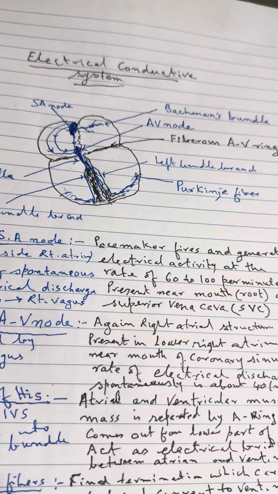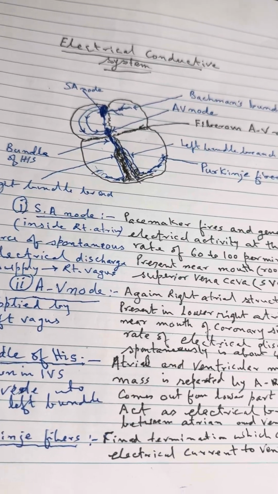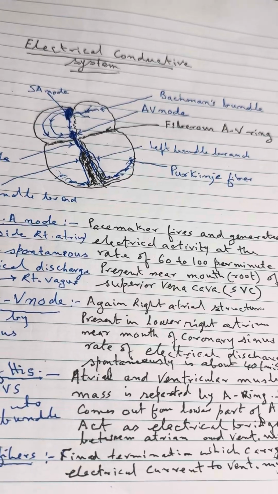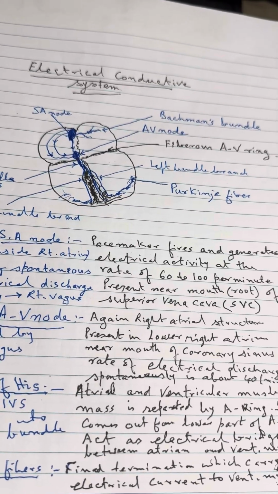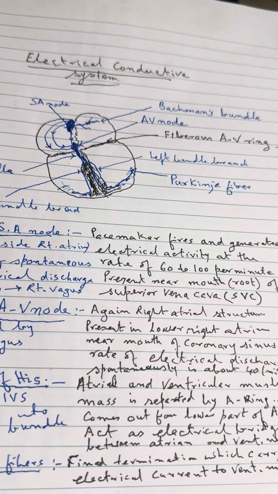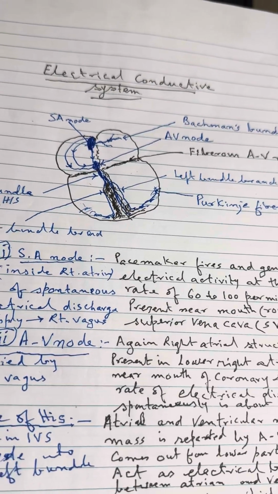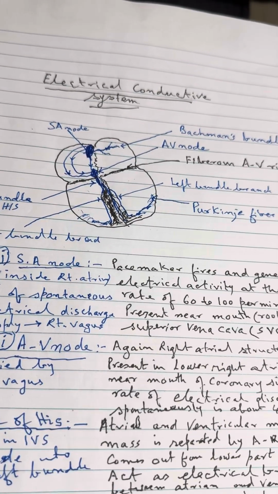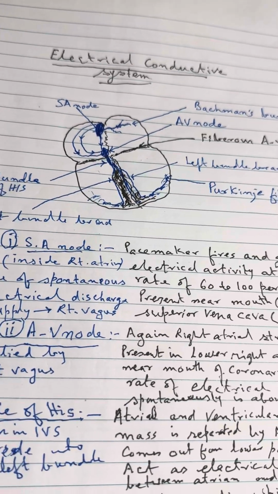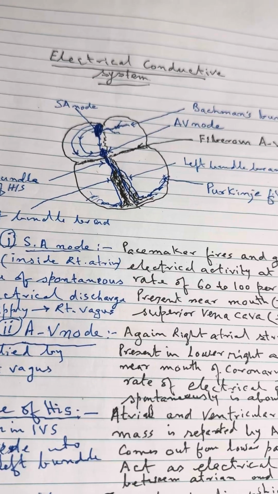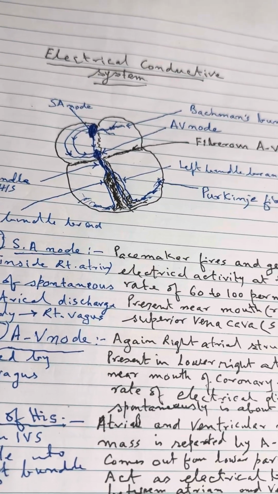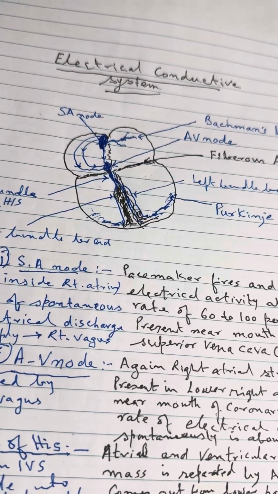Now, the other point in the AV node to be noted, that the AV node has got an extension down as the bundle of His. This bundle of His crosses the fibrous ring. So what is the AV bundle? Bundle of His is a sort of electrical bridge between the atrial mass and the ventricular mass.